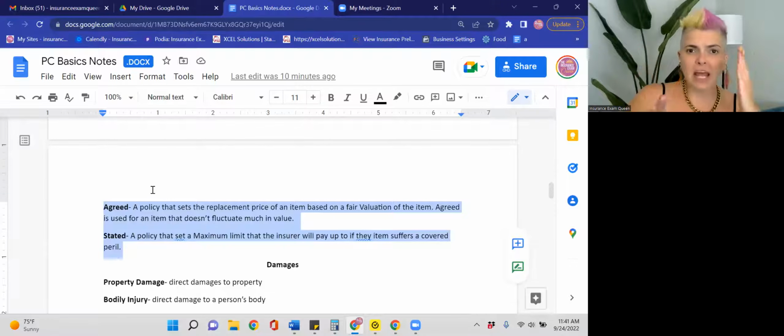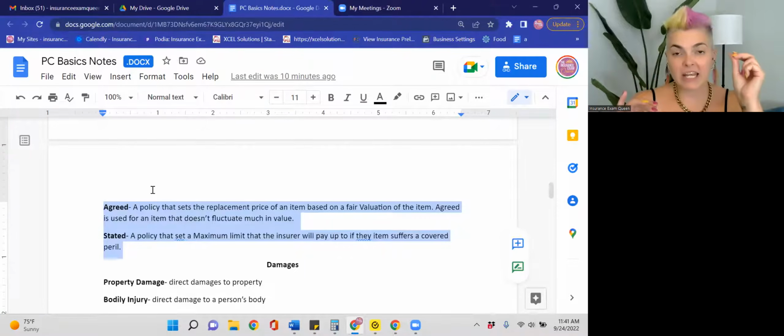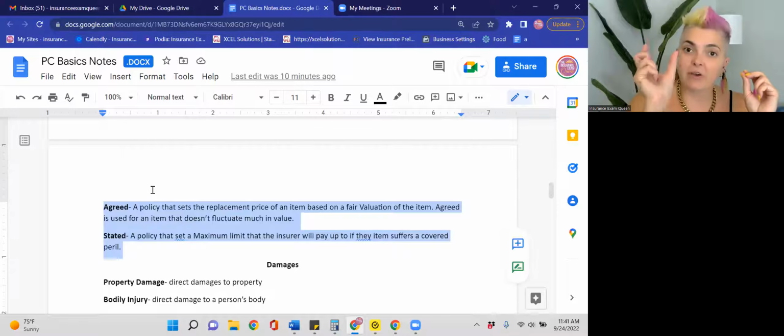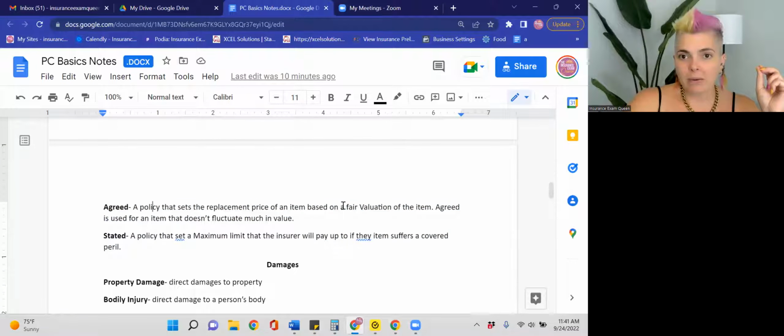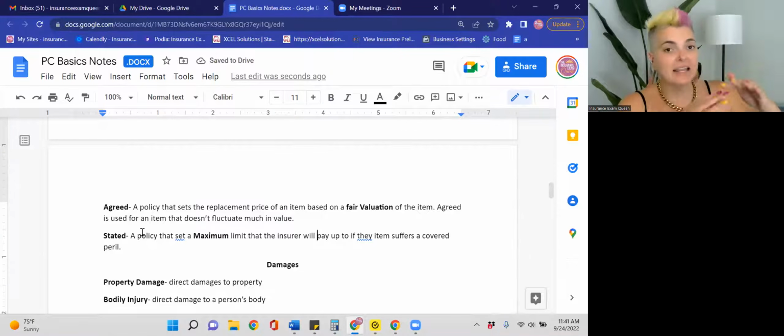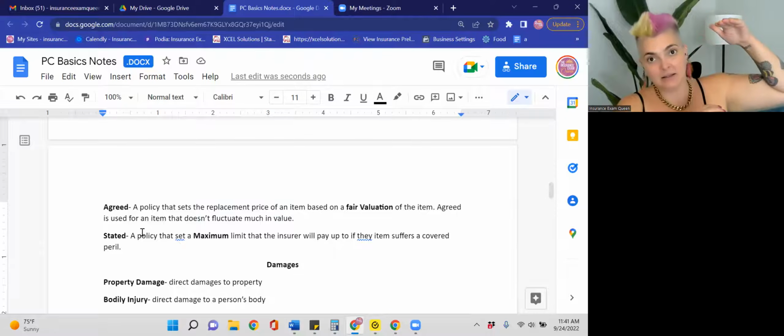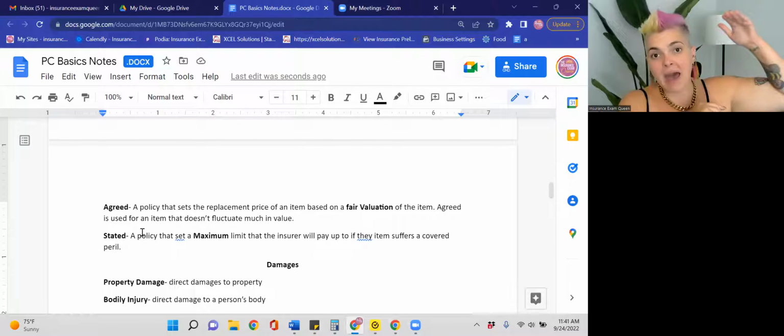The insurance company and the insured were trying to figure out the fair valuation for their policy. What type of policy is this? Agreed, because they use the phrase fair valuation. In fact, we can bold that, fair valuation. And with stated, the keyword is maximum. They focus on maximum with stated because stated is stating the max. It's stating the max that's available. You can get less than that, but they're stating the max value.